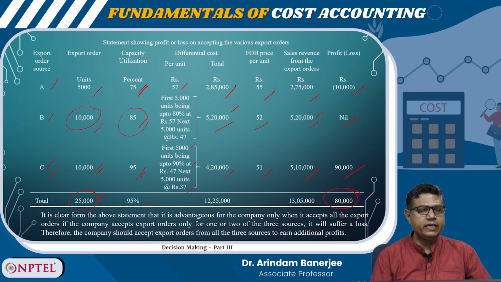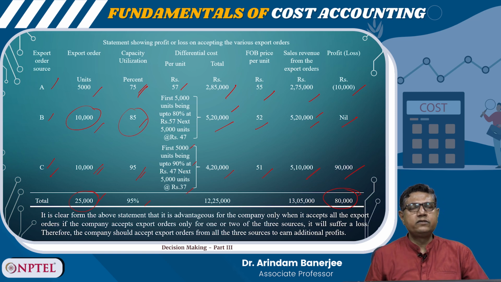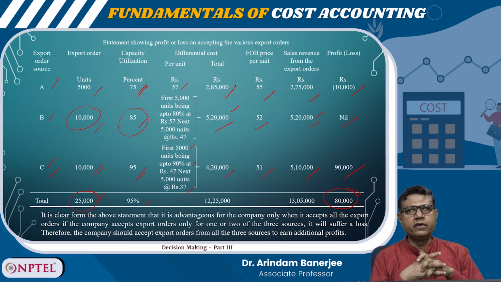Okay. So, it is clear from the above statement that it is advantageous for the company only when it accepts all the export orders. If the company accepts export orders only for one or two of the three sources, it will suffer a loss. Therefore, the company should accept export orders from all three sources to earn additional profits, right.